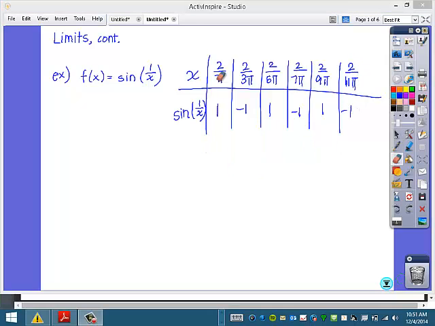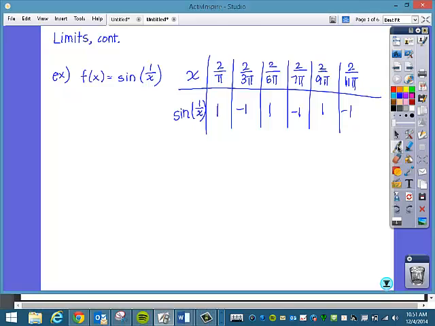So you'll notice that our denominator is getting bigger. Pi, 3 pi, 5 pi, so on. The denominator is getting bigger. And when the denominator is getting bigger, that means our overall number is getting smaller and smaller and smaller. Our fraction is getting smaller and smaller. So we're approaching 0. That means they're getting closer and closer to 0.